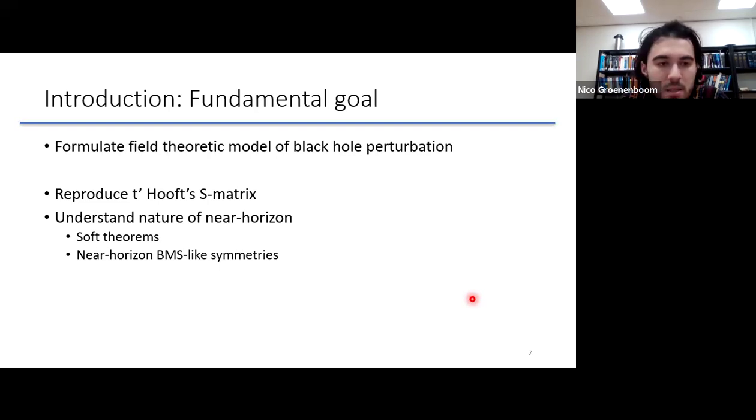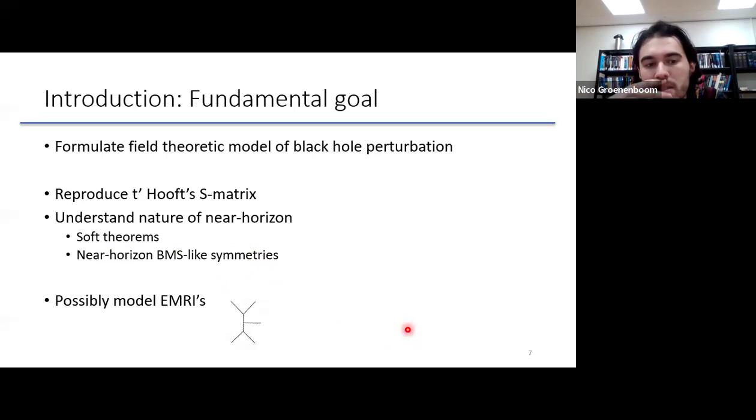And some next steps will be to try and use this model to understand the nature of the near horizon. So in particular, we can calculate soft theorems using the soft emission diagrams. And we can try and use the near horizon theory to find near horizon symmetries that are likely similar to BMS because the horizon is a null surface. And we can hopefully relate the soft theorems to the symmetries. And finally, as mentioned, we can possibly model EMRIs using the radiative diagrams.